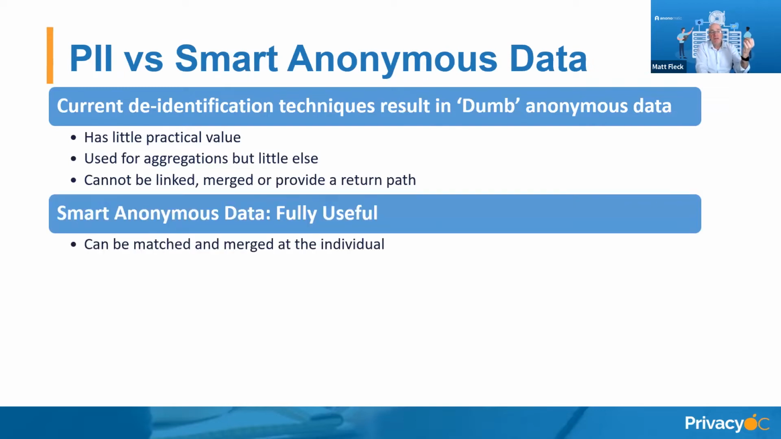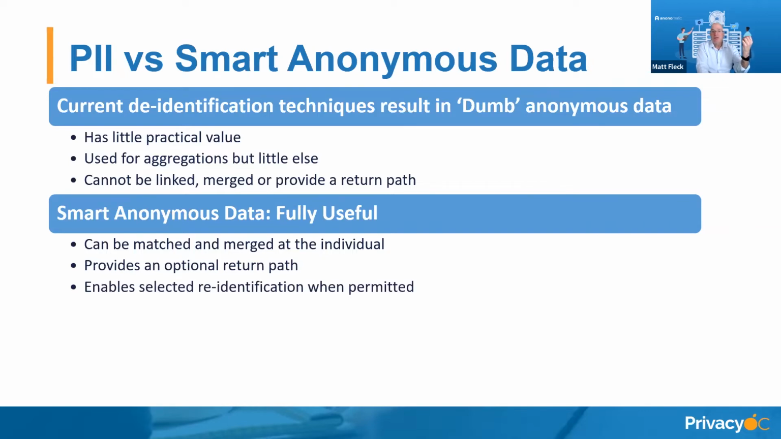On the other hand, smart anonymous data is fully useful. You can use smart anonymous data and get every utilization out of it as if it were fully identified. You can match smart anonymous data and merge it with other smart anonymous data at the individual level. You can optionally have a return path. You can generate those individualized results and return those results to the system of record or third party, wherever it needs to go. And you can selectively re-identify what you need to when permitted.